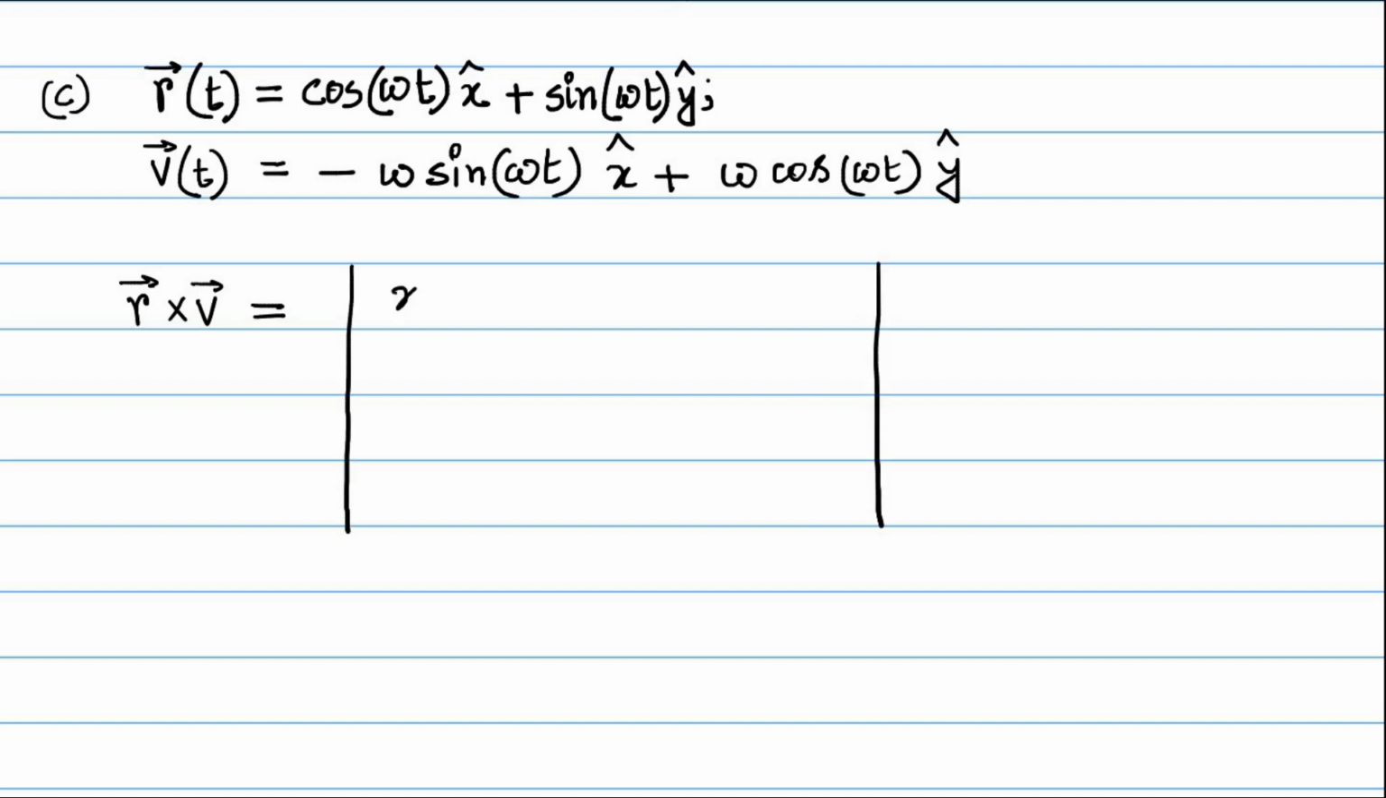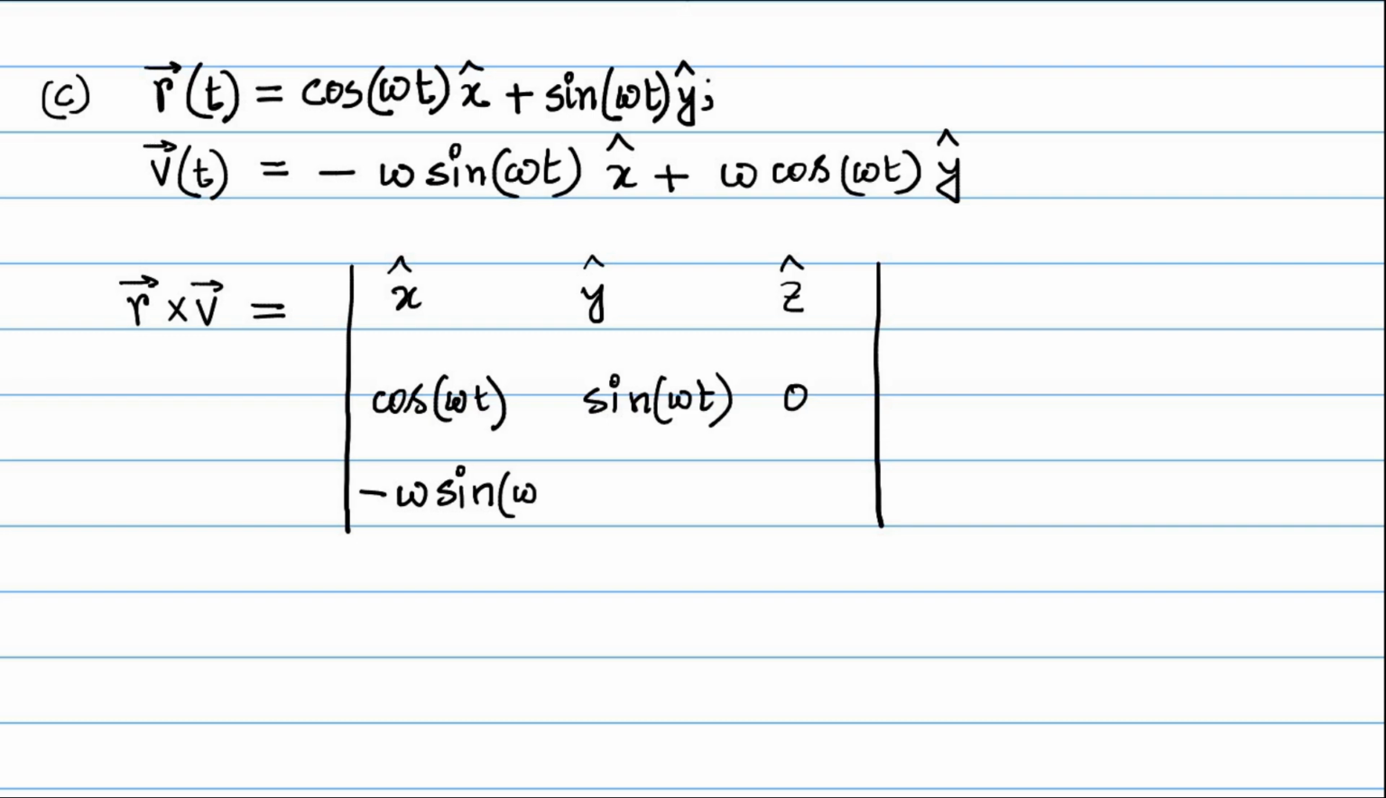So x hat, y hat, z hat, or z hat, depends on where you are from and your preference. In place of r, you have cosine of omega t, then sine of omega t, and for the coefficient of z you have 0. Similarly, here you have negative omega sine of omega t and omega cosine of omega t for the y component, and again 0 for the z component.